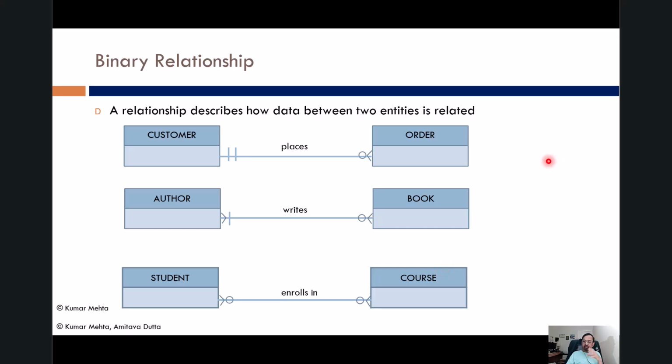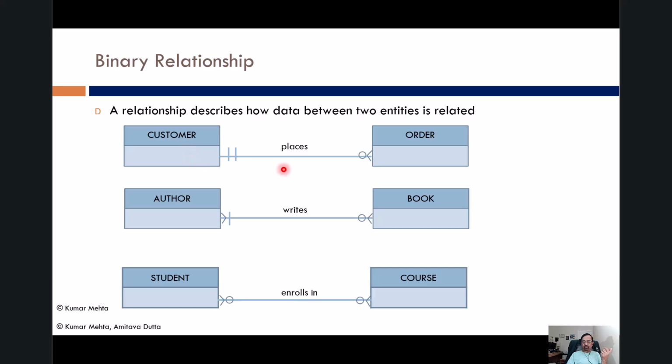As I just said, 90% of the time, the vast majority of relationships that you will encounter are binary relationships. So if you look at a real life business application and you're trying to construct the structure of the corresponding database that will support the business application, you go through the process of identifying the entities that are there in the business application, and then we go through the process of identifying relationships. Bulk of the relationships will be binary, meaning they will connect two entities. So here are three different examples.